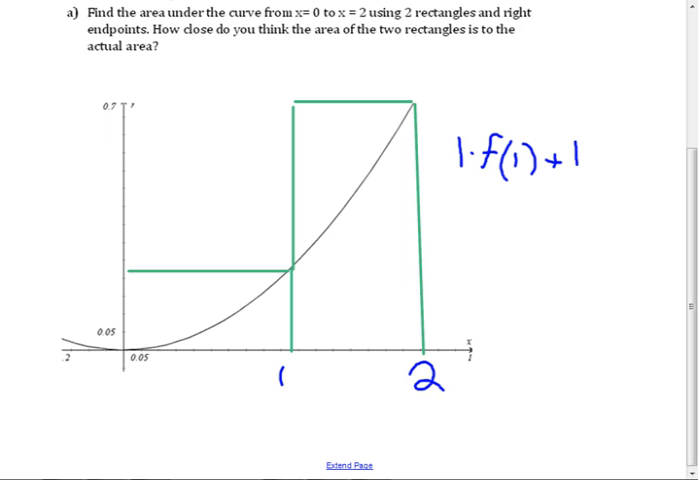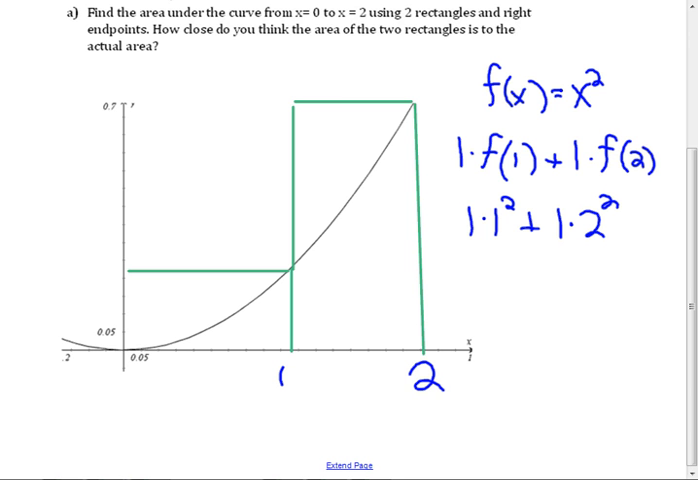Plus, and then I have another base of 1, and the height of this function is f of 2. Well, let's see, what was f of x? f of x was equal to x squared. Is this going to be an overestimate or an underestimate? Look at the picture. It's over. It's going to be too big. So it's going to be 1 times 1 squared plus 1 times 2 squared. So that's going to give me 1 plus 4. The area is 5. Really way too big.